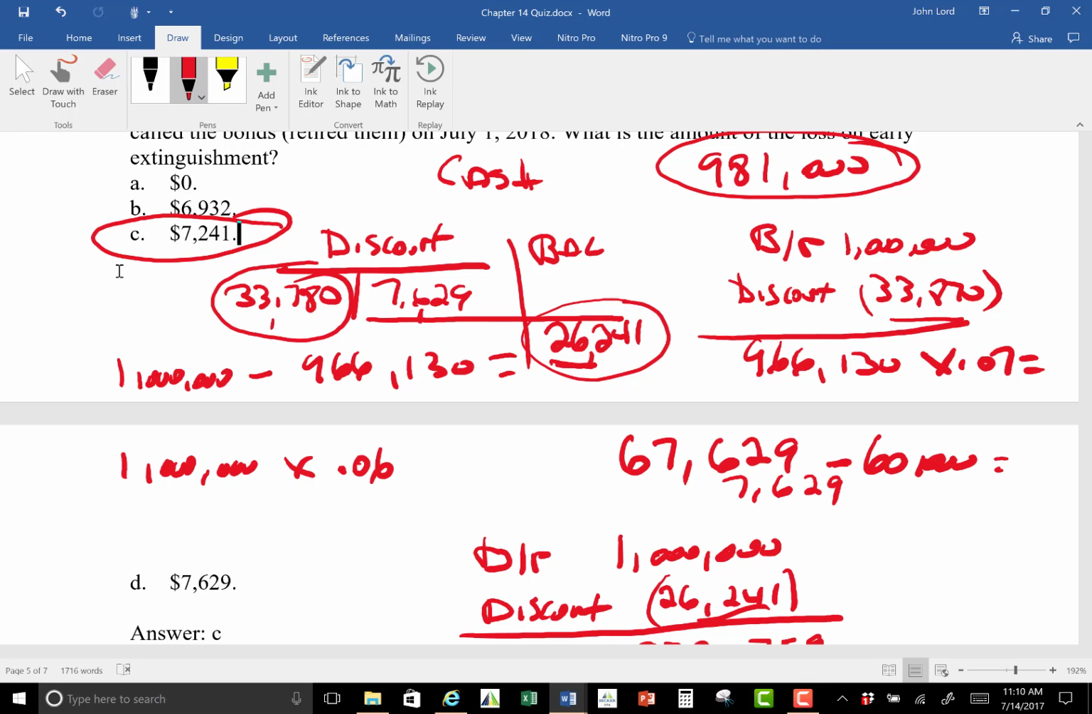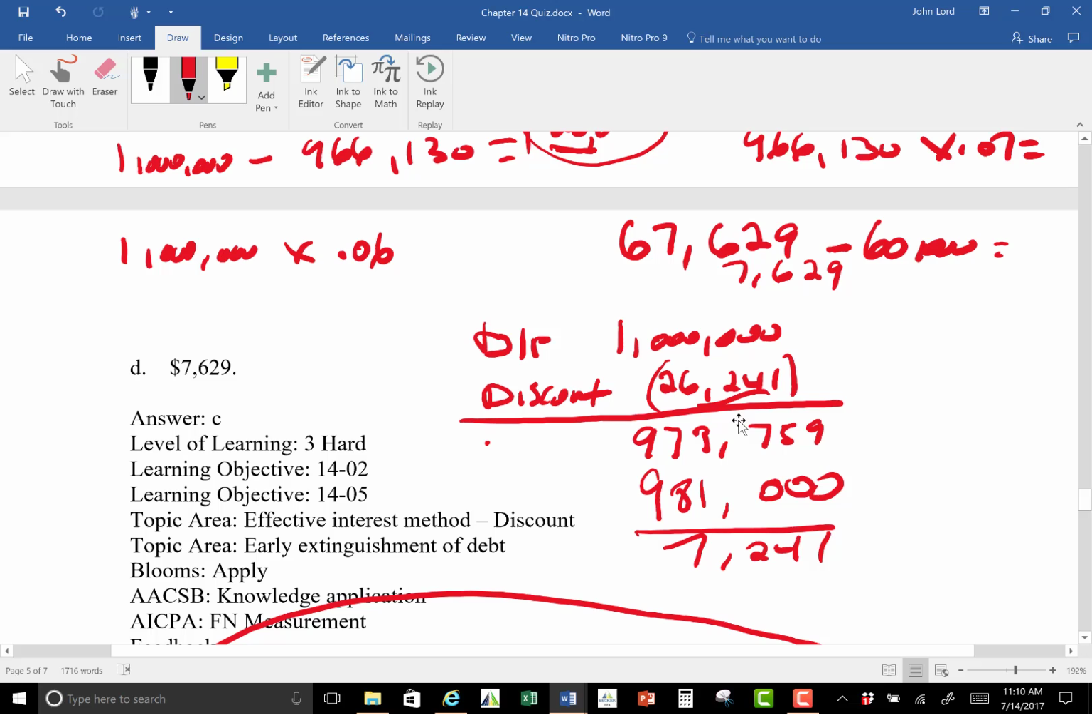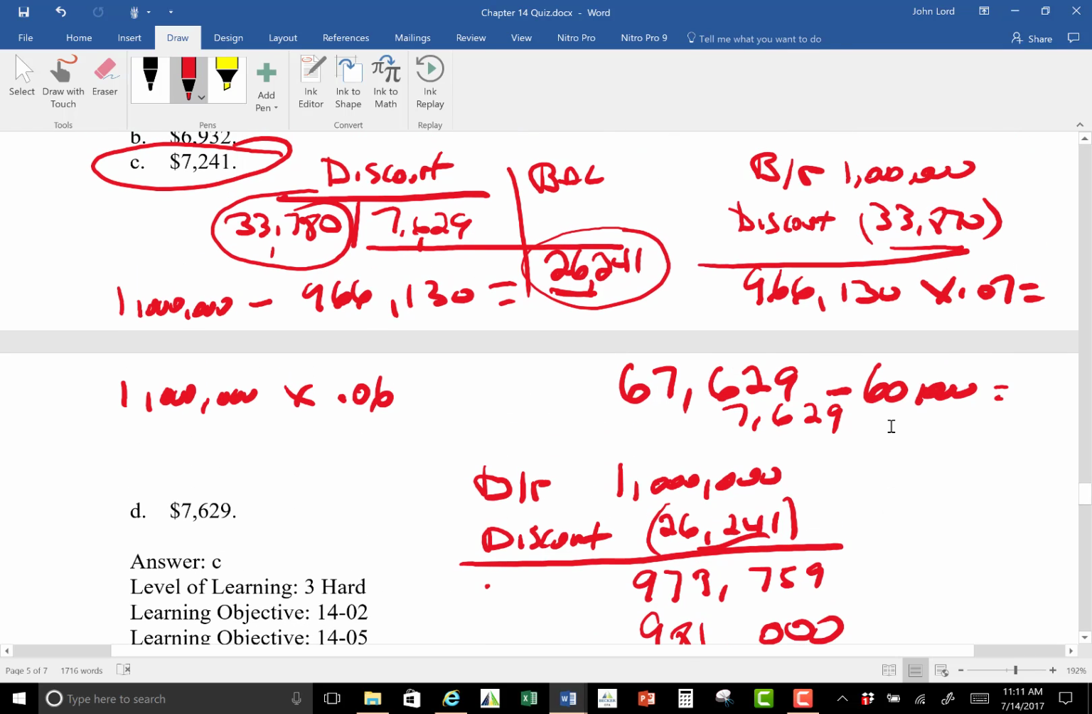Right? Bond payable is a credit, the discount's a debit. Okay, thank you. So I have this 26,241, and then we went from there. Now, I did this the long way just to show you how it all worked out, but a faster way to do it would have been to do what? Once I figured out the amortization on the discount, shouldn't I have just been able to take the previous carrying value of what?